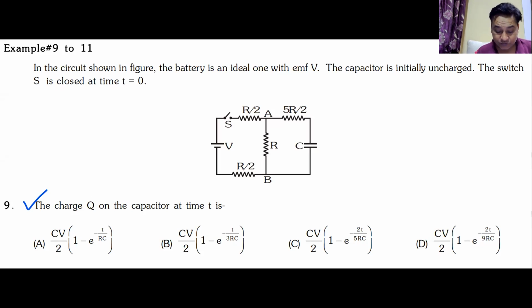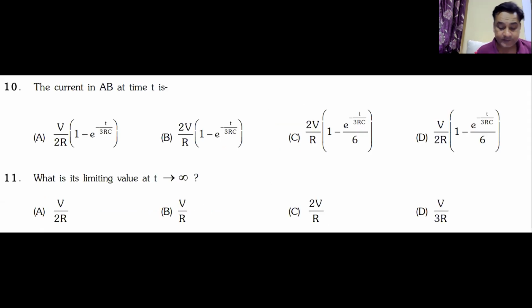And then there are 2 more questions here, similar to what I have given. The current in the branch AB. AB is the vertical branch, the same branch which I had given. Find the current in branch AB as a function of time, and you have to find the value of this current at infinity. Whether you put t as infinity or t as 0 here, you will always get the answer you got in the first question.